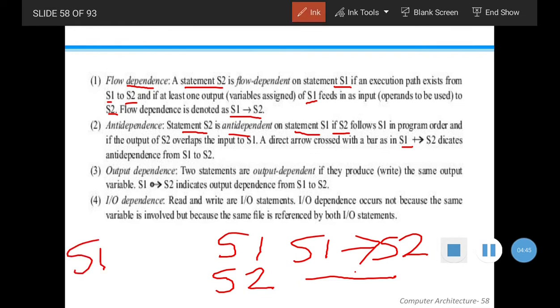Again, this is quite difficult to understand from the statement, but anti-dependence is denoted by S1 arrow mark dash S2. I will explain this with an example. Statement S2 is anti-dependent on S1 if S2 follows S1, appearing after S1 in program order, and if the output of S2 overlaps the input to S1. This is quite confusing now, because only once you see the example can you understand these statements. Flow dependence is denoted by an arrow mark, and this one is anti-dependence.